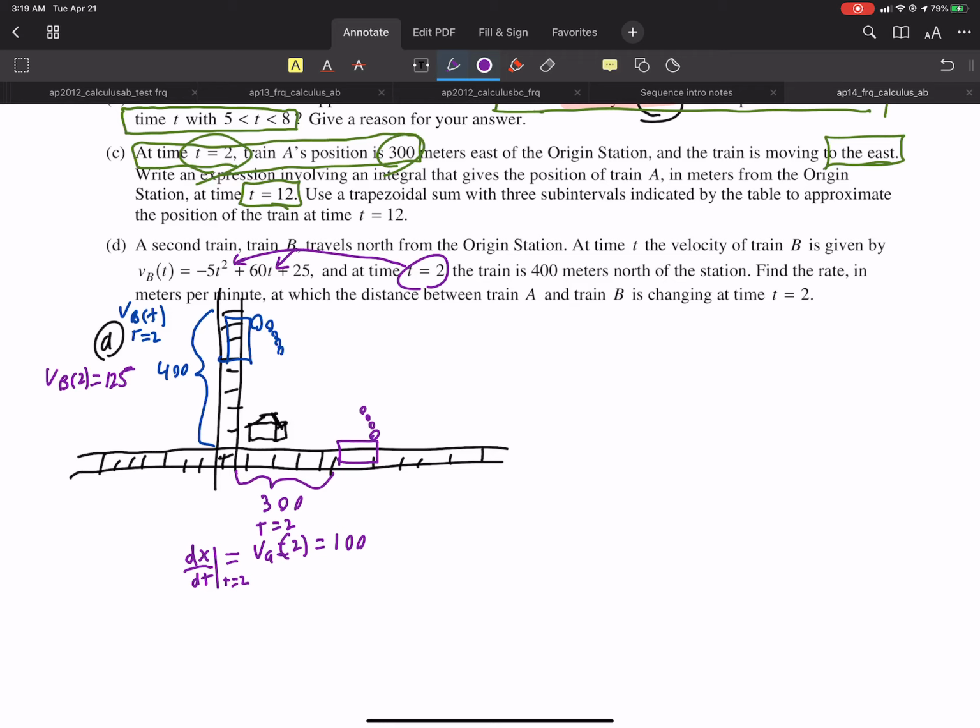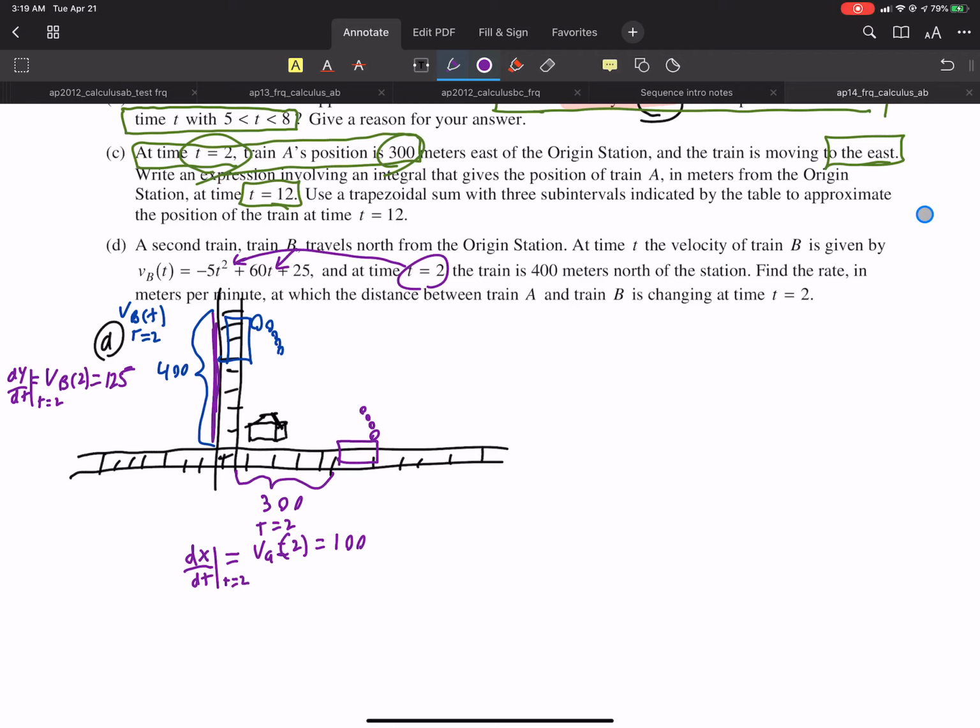And VB, okay, I have to define some stuff here. That is how fast y is changing. That's dy/dt at t equals 2, where this distance here is y. So how fast y is changing is VB. How fast x is changing is VA.